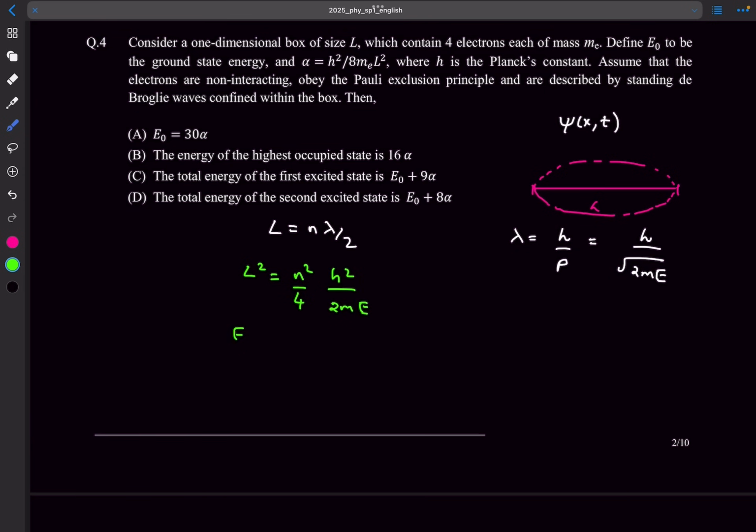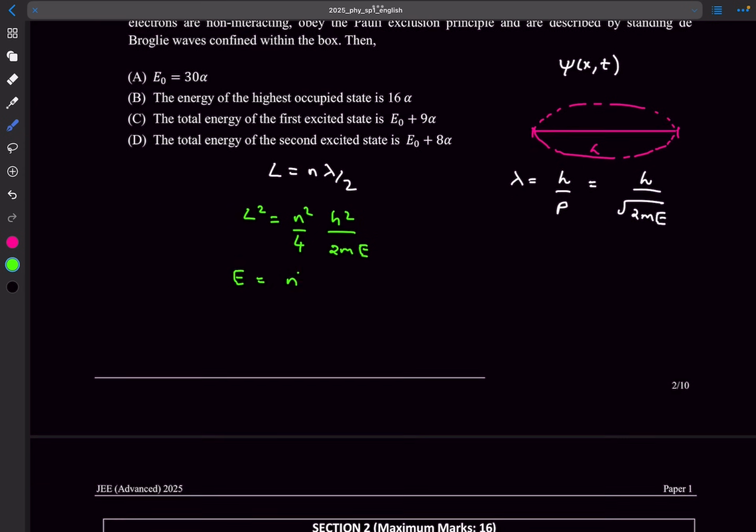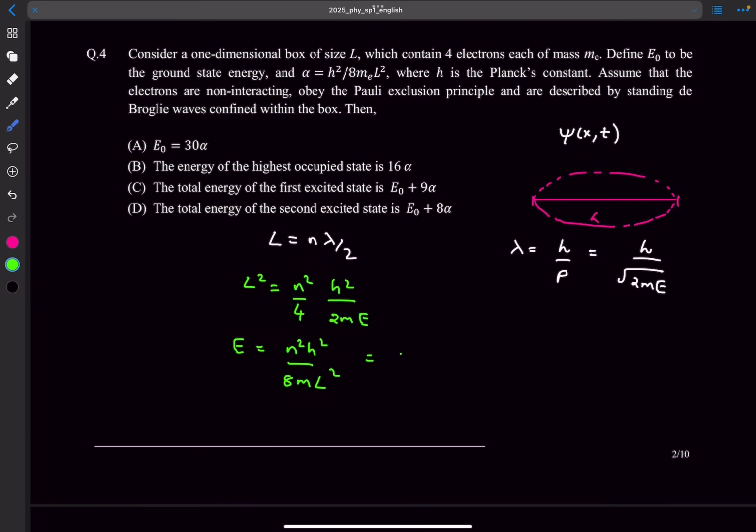And the different values of the energy states that are possible are n squared h squared divided by 8m L squared. So for the ground state energy, we'll put n equal to 1, and we'll call this E1. And the second one will be n equal to 2, and so on and so forth. So these are the different energy states that are possible for different electrons. Basically, they gave the prefactor of n squared as alpha, so this will be just alpha n squared.